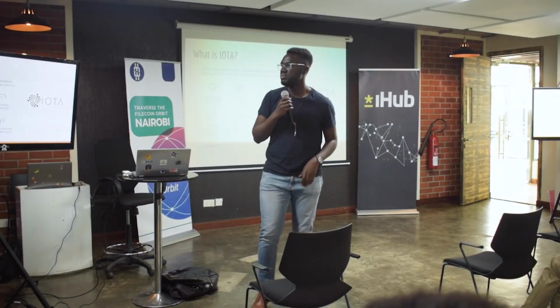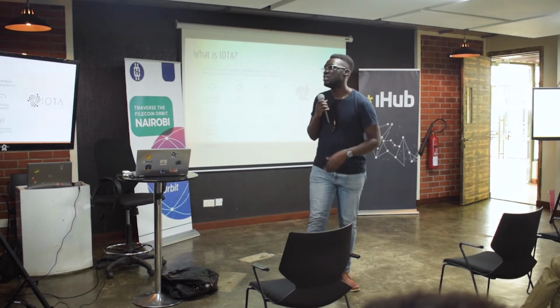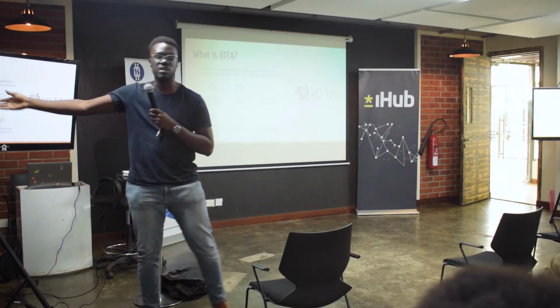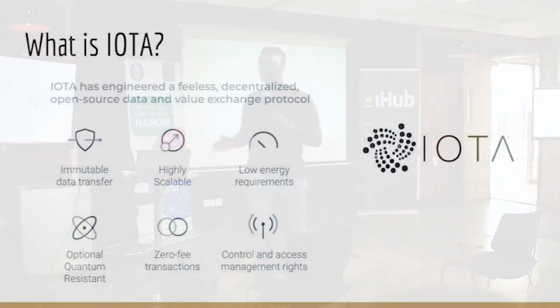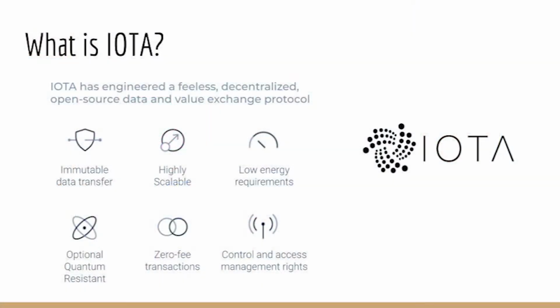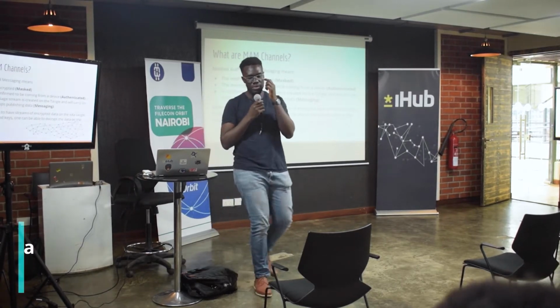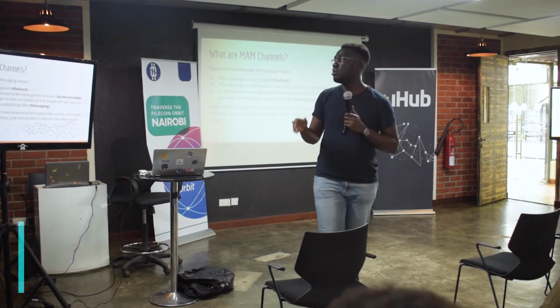IOTA is a DLT, a distributed ledger technology. Some of the advantages it has is immutable data transfer. It means that whatever data you're storing, it's impossible to actually change the data that is being stored within the IOTA blockchain.